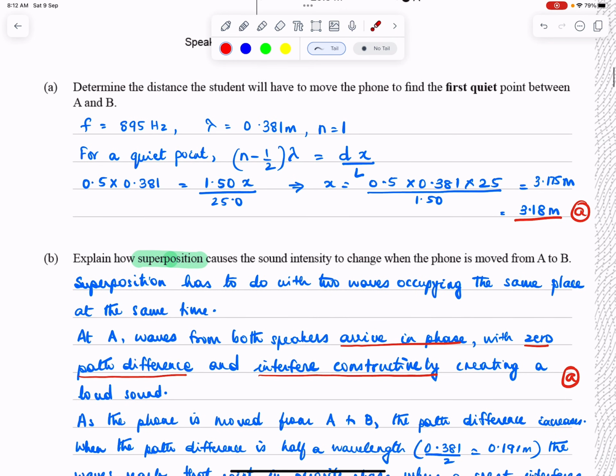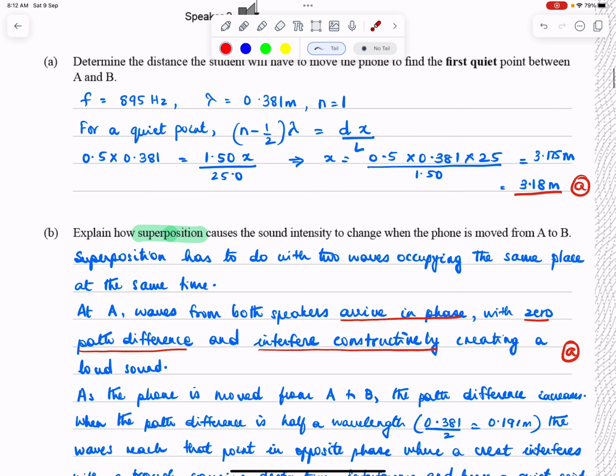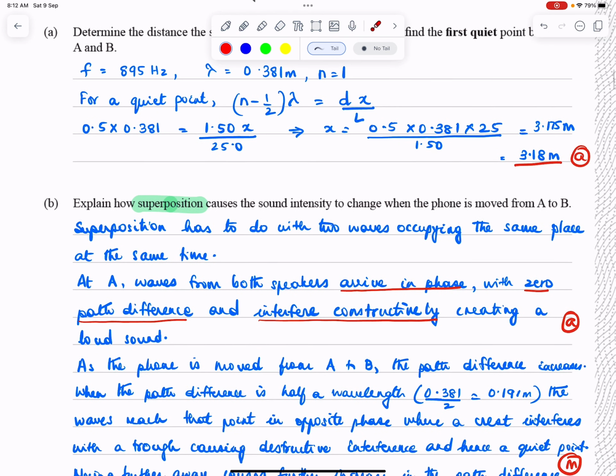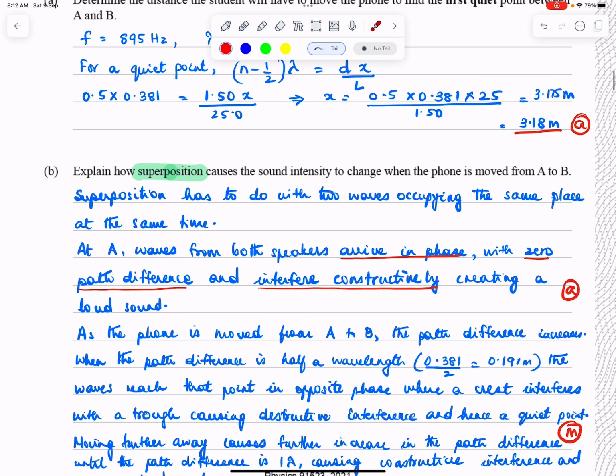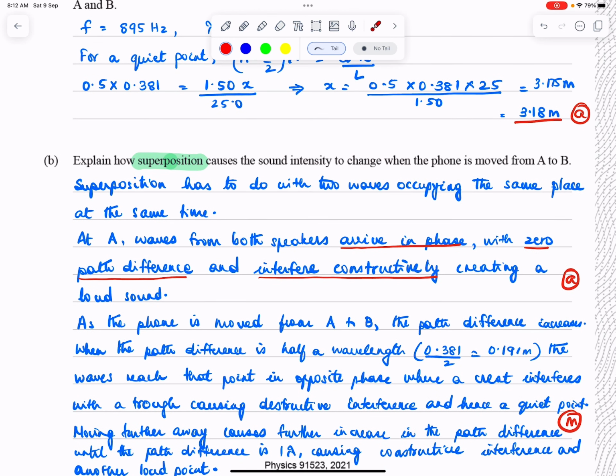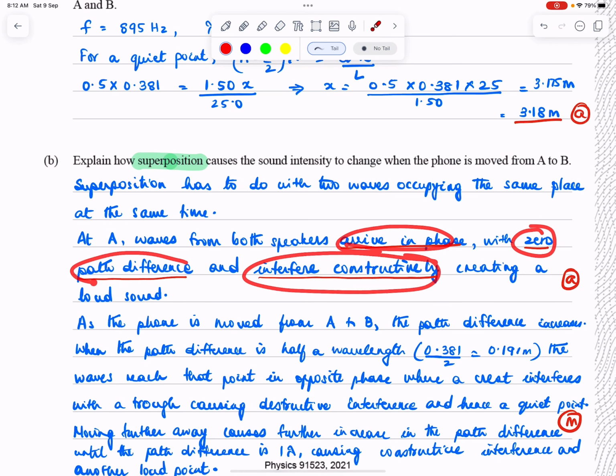Now explain how superposition causes the sound intensity to change when the phone is moved from A to B. Now, superposition has to do with two waves occupying the same place at the same time. At A, the waves from both speakers arrive in phase with zero path difference and interfere constructively, creating a loud sound. So you need to use all these three words.